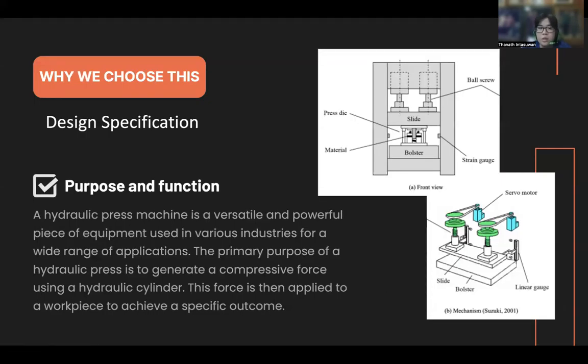And the next topic is purpose and function. In this topic we will talk about why we chose this. A hydraulic press machine is a versatile and powerful piece of equipment used in various industries for a wide range of applications. The primary purpose of a hydraulic press is to generate a compressive force using a hydraulic cylinder. This force is then applied to a workpiece to achieve a specific outcome. Then we will give it to Shanikan.